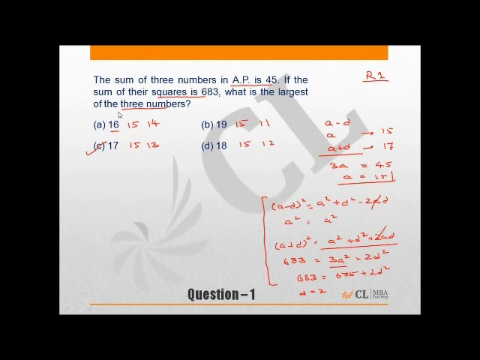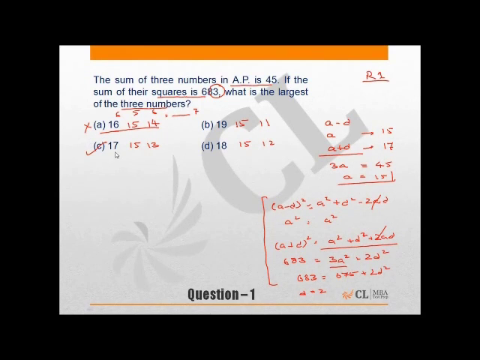Square of 16 will end in 6. Check out only the unit digit. 15 square will end in 5. 14 square will end in 6. So if the squares of these 3 numbers are added, the summation will end in 6 plus 5 plus 6, 17. It will end in 7. But as per the question, the sum of squares should end in 3. So choice A is incorrect.